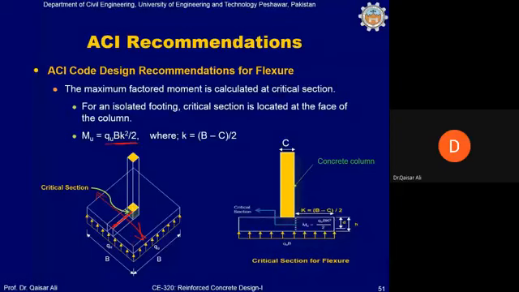And k is the same as in the previous case, but this can be calculated very easily if B is the total width of the footing and the column size is C. So B minus C will give us the two sides, and one of the sides will be k, so k is equal to (B minus C) divided by 2. The total is B. So when C is deducted from this, you will get the two sides of the footing, and then one side will be equal to k, and k is (B minus C) by 2.